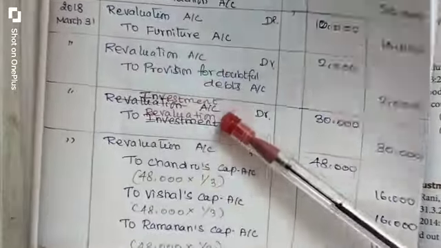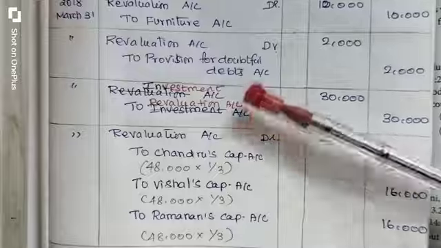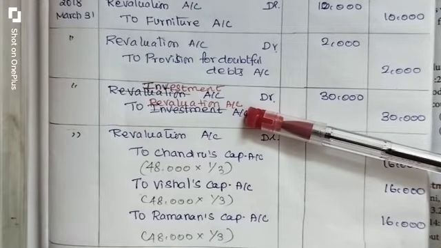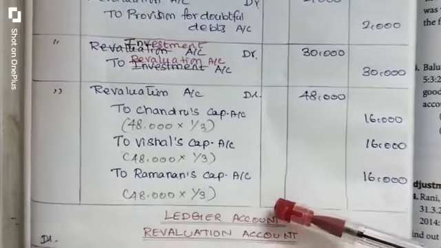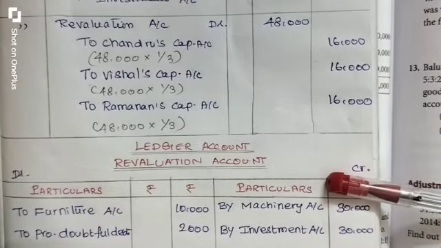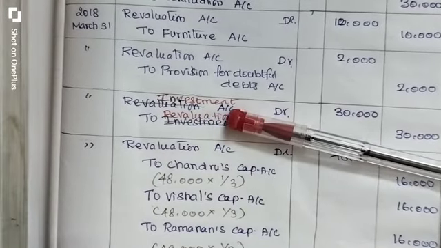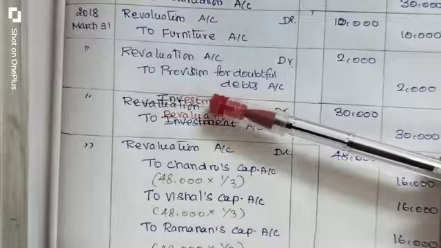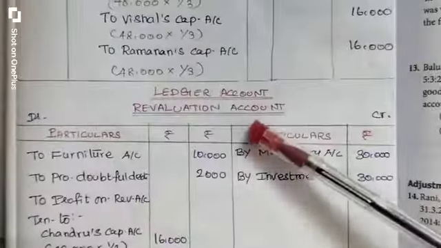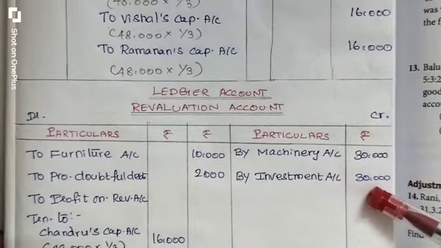Okay, then let's check the next transaction, which means the fourth transaction. Where is the revaluation account here? The revaluation account is on the credit side. So you go to the credit side of the revaluation account and write the opposite account from the revaluation account. Which is the opposite account? Investment account, 30,000 rupees. So you go to the credit side of the revaluation account and write by investment account 30,000 rupees.